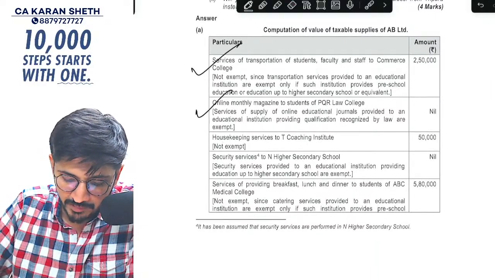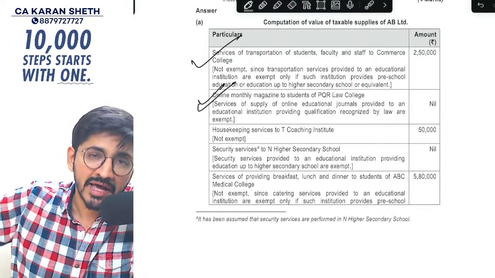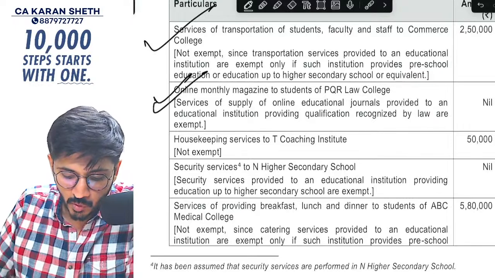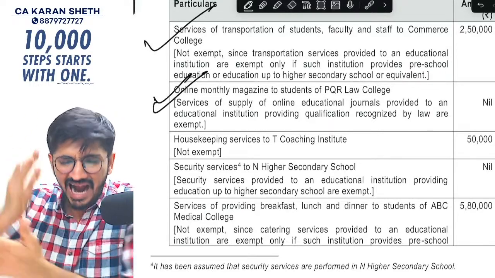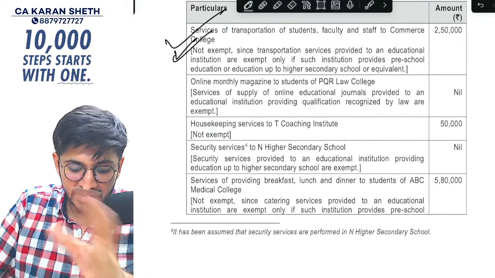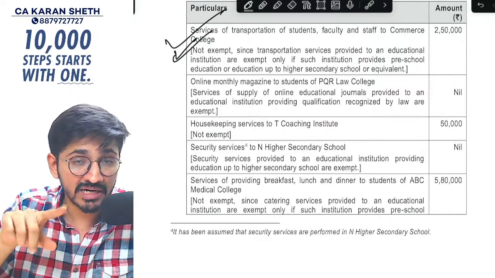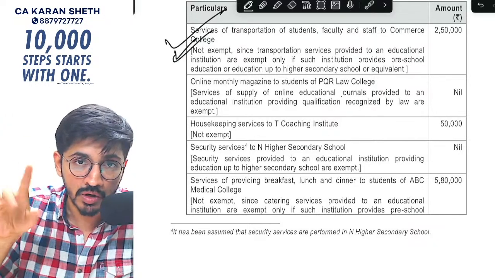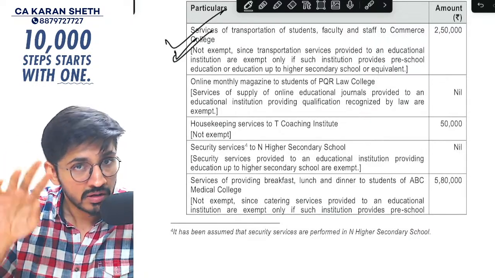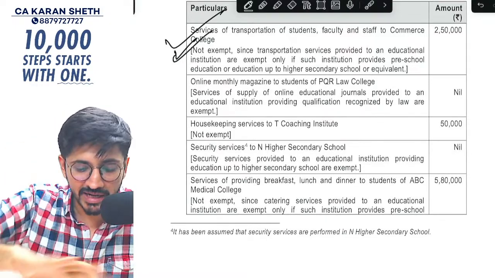For example, online magazine students to law college. As you will know, if this service is provided to an institution which gives a degree, there will be exemption. So: supply of online education journals provided to an education institution providing qualification recognized by law, exempt. Keep it short, keep it short. अच्छा, ऊपर वाला देखो, not exempt लिखा है, क्यों? Because this is given to a commerce college. Transportation service, you remember that it is exempt only in the case of preschool से लेके high school. But this is a degree college, recognized institution which gives a degree recognized by law. उनके लिए taxable है, तो बोल दिया not exempt. आप taxable भी लिख सकते हो वहाँ पे. You can also write taxable, not an issue.